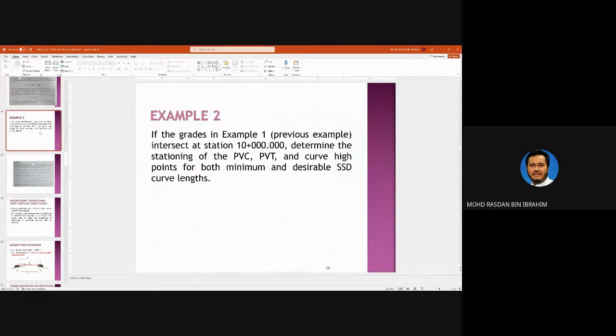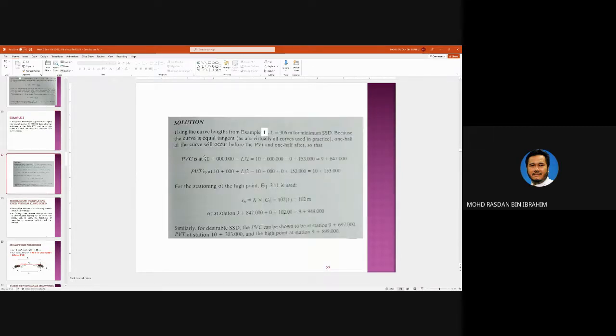So example 2. If the grades in example 1 intersect at station 10 kilometers, that is station 10 plus 0, determine the stationing of the PVC, PVT, and curve high points for both minimum and desirable curve length. This calculation is from last week's formula. So minimum L is 306.